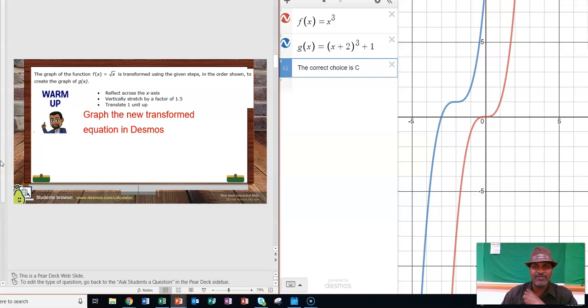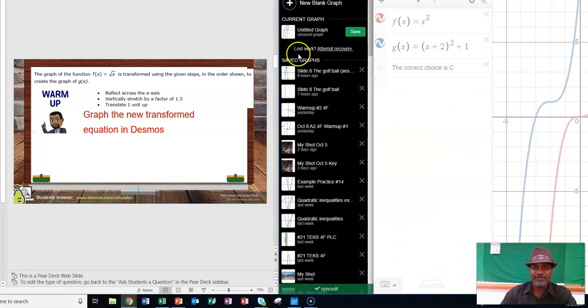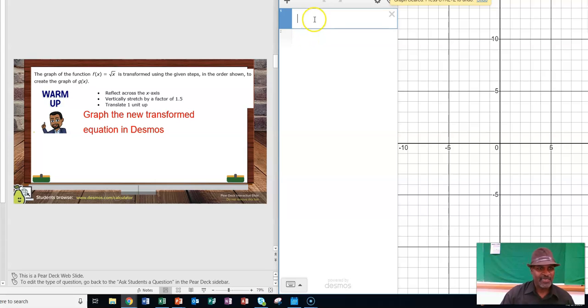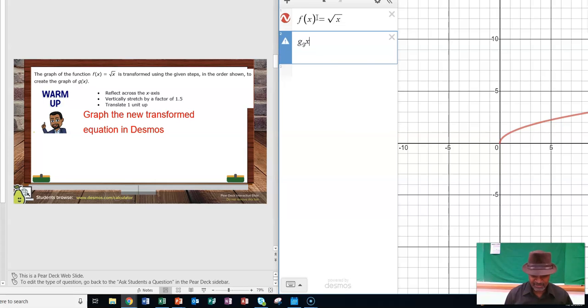Then the next thing we did was an actual transformation. All right, so I want to take a graph. Let me just do another blank one. All right, and with this one we got f of x equals the square root of x. And what we want to do is create a new function called g of x.